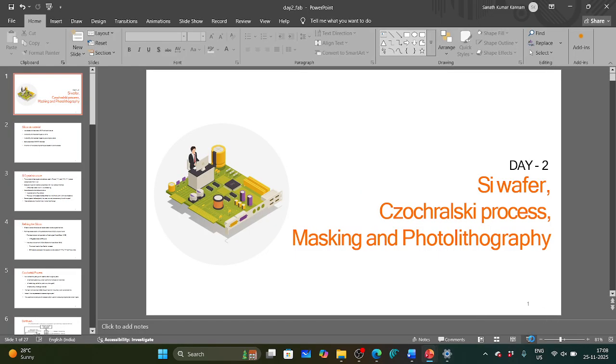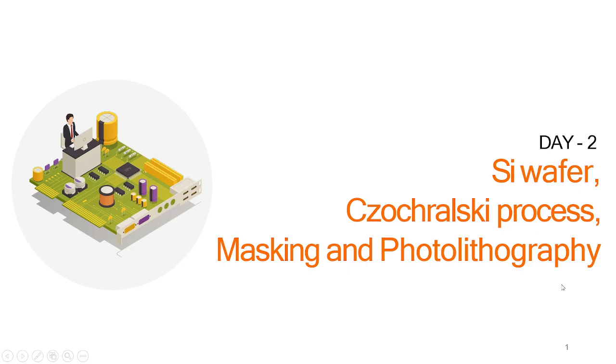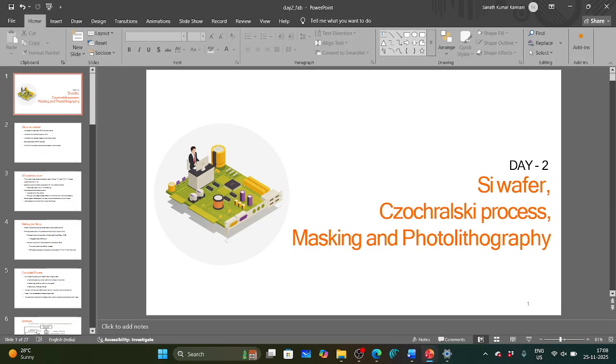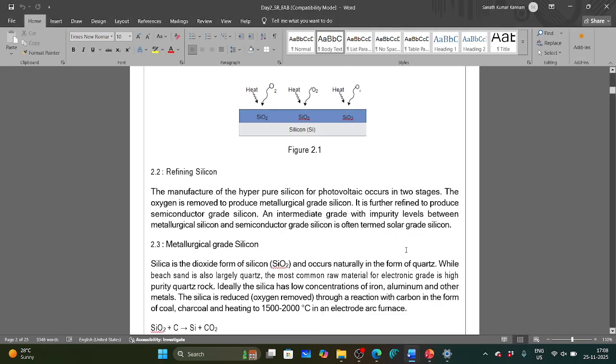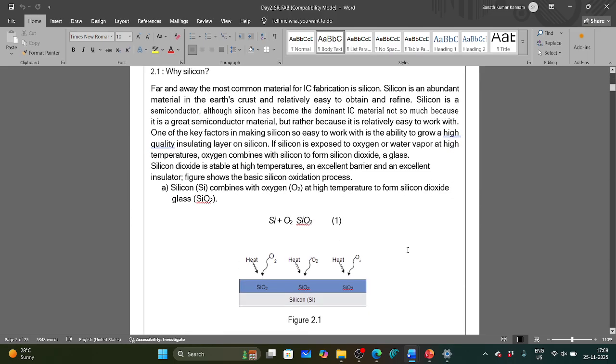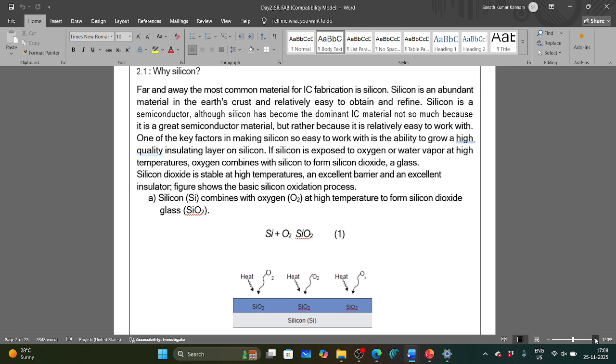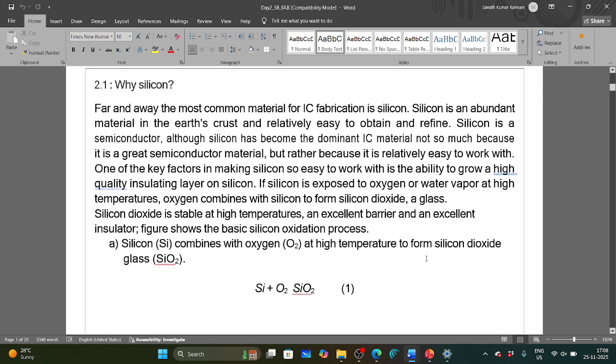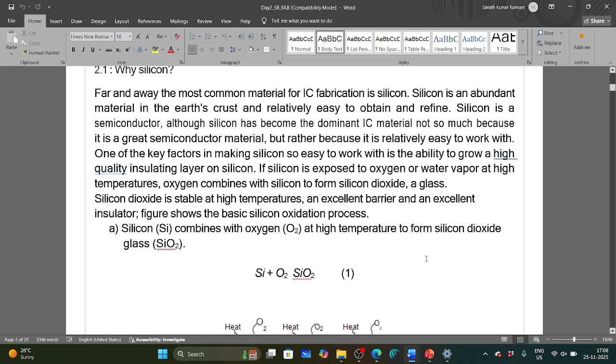Today we'll discuss the silicon wafer and the CZ method, masking and photolithography. First, how we create the silicon wafer, I will tell you. So first, why are we preferring silicon? Does anyone have an idea why we prefer silicon in semiconductors? Why not germanium?